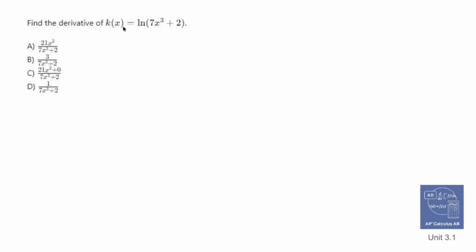Find the derivative of k of x equals ln of 7x cubed plus 2. This is chain rule because normally I have ln of x, but instead I have something inside that normal x, so a function within a function. The way I view chain rule is when you take the derivative of a function within a function, you have stuff on the inside and you have stuff on the outside. You take the derivative of the stuff on the outside, you keep the inside the way it is, but then multiply everything to the derivative of the inside, like so.